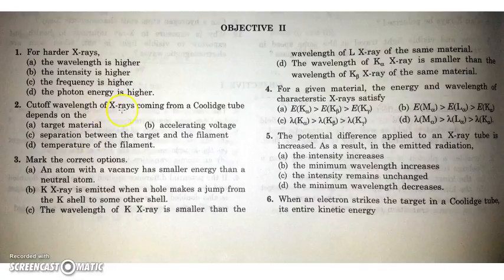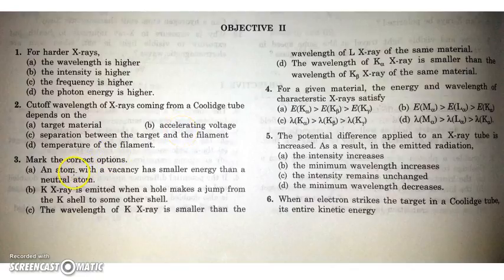Cutoff wavelength of X-ray coming from a Coolidge tube depends only on the accelerating voltage, not on the material, neither on the spacing or the temperature of the filament. So the correct answer is B only.